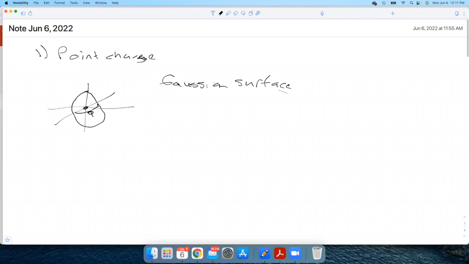That was a terrible looking sphere. I'm going to draw that again. That's not much better, but it's a little better. So sphere, radius r.